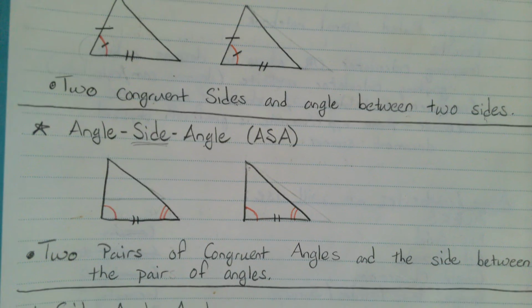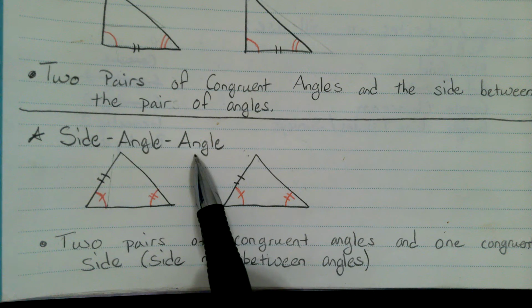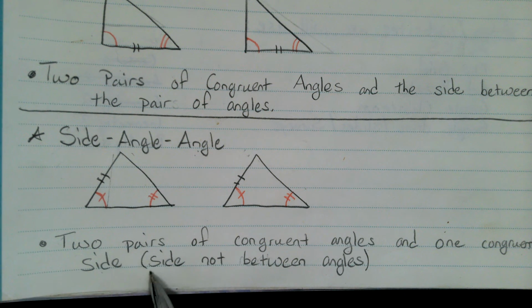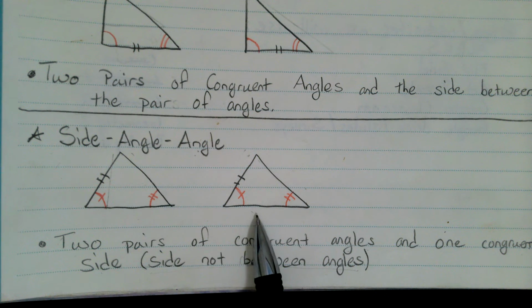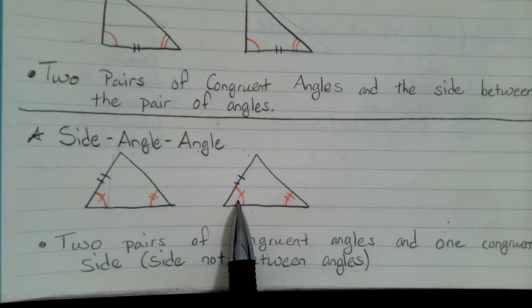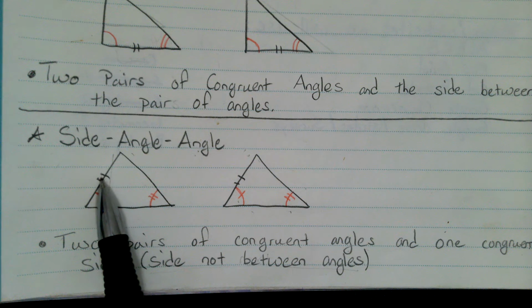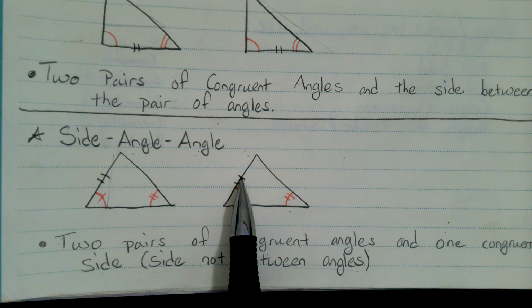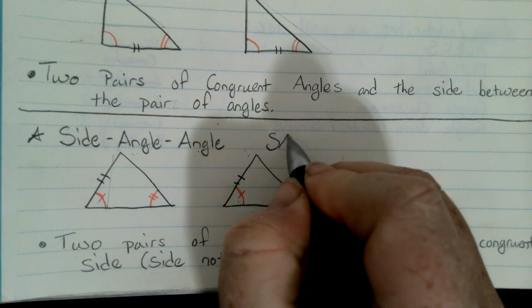And the last one is side angle angle, sorry. So if we have 2 pairs of congruent angles and 1 congruent side, the side not between the angles, then the 2 triangles are congruent. Okay, so this angle and this angle are congruent. This angle and this angle are congruent. And then they share this side. Okay, that is congruent. So it's side, angle, angle. You will also see it as SAA.